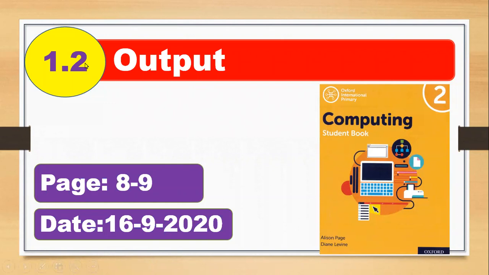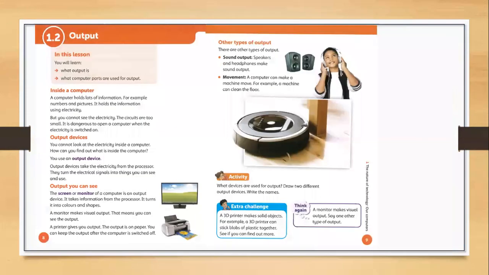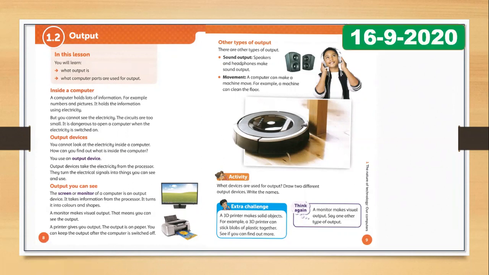Now here is the new lesson, 1.2 Output. Today we talk about output, page 8 and 9. Now look at the two pages, page number 8 and page number 9. And after opening, you have to write this date on your book: 16/9/2020. So you have to write the date on your books.